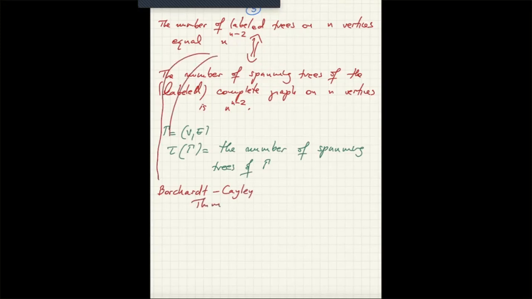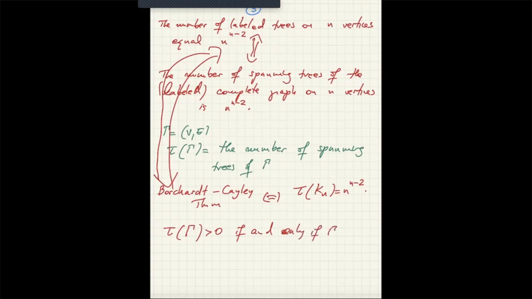Theorem, which is this one here, is the same thing as saying that tau of K_n equals n to the power n minus 2. Now there's some simple properties of this parameter. For example, tau of gamma is positive if and only if gamma is connected. And something also obvious, tau of gamma is 1 if and only if gamma is a tree. Okay. These are fairly simple properties.